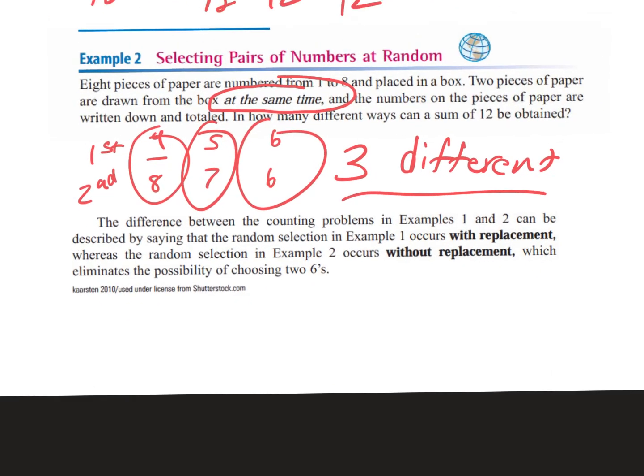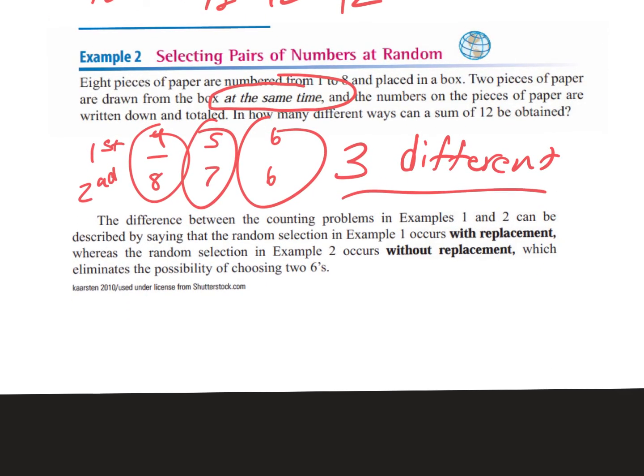Right here, this is really important. We just talked about this a little bit. If something has replacement, that means it's put back. A lot of times you'll talk about a deck of cards, a bag of marbles, something like that. If you replace it, the number that was originally started with stays the same. If it's not replaced, what happens to the total number?